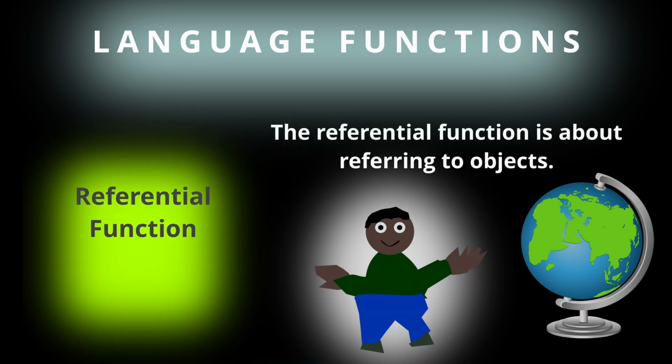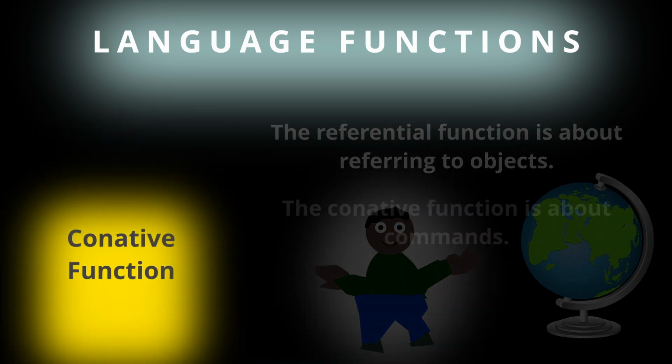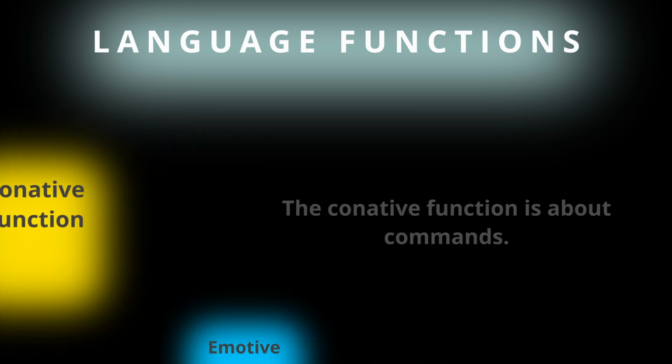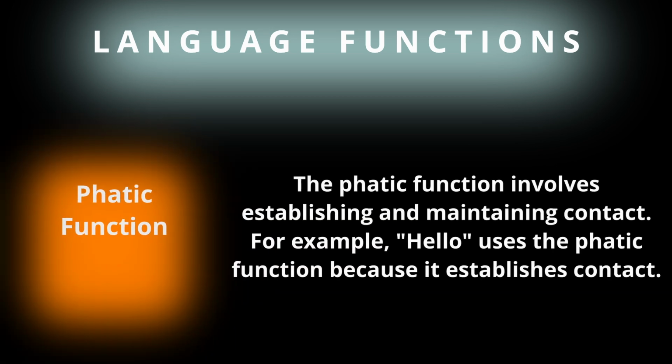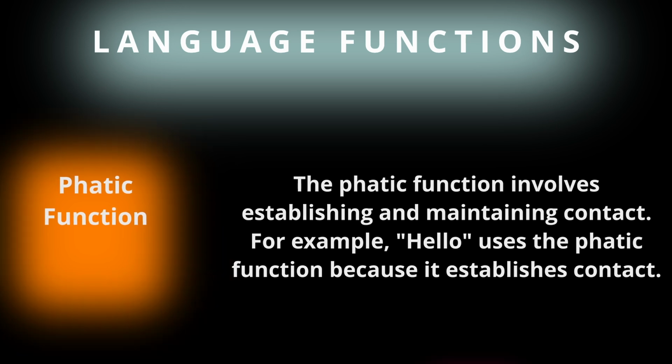Firstly, the referential function is about referring to objects, like this person pointing towards a globe. The conative function is about commands. The emotive function is about expressing emotions like yuck or ooh. The phatic function is about establishing and maintaining contact. For example, the word hello uses the phatic function because it establishes contact.